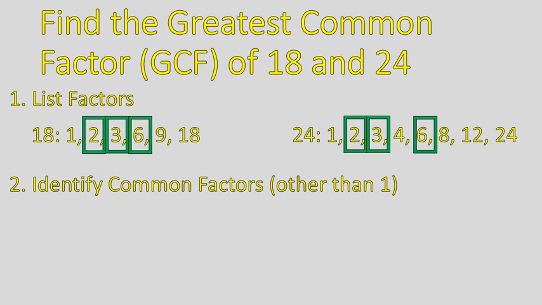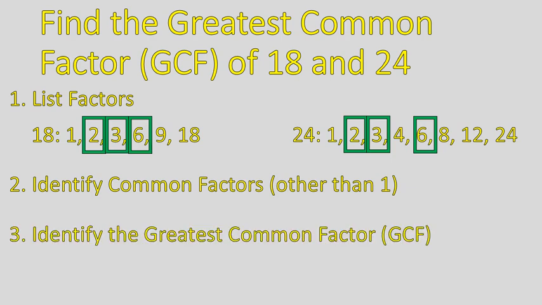Again, I'm eliminating one. I don't really consider one a common factor because it doesn't help us do anything that we're going to be doing here. So I'm not identifying one, so I'll identify in this case that they have common factors of 2, 3, and 6. Both numbers are divisible by 2, 3, and 6. And the next step is to find the greatest common factor. That is the largest number that is a factor of both of the numbers.